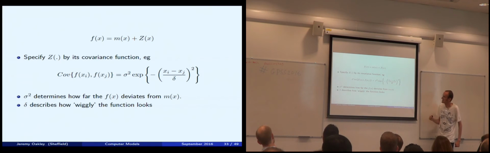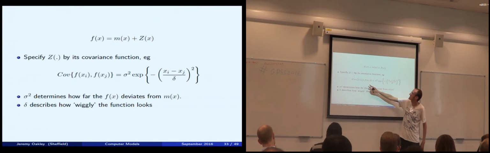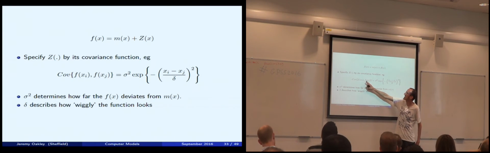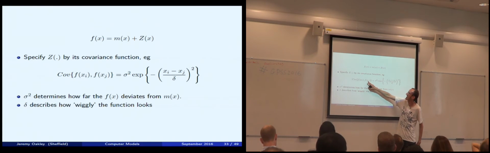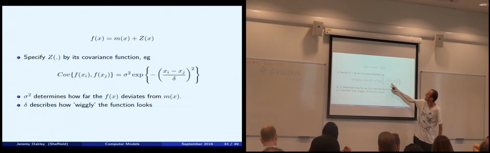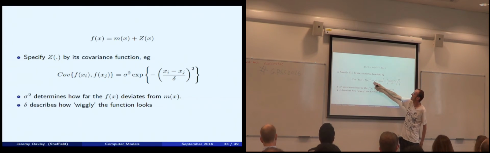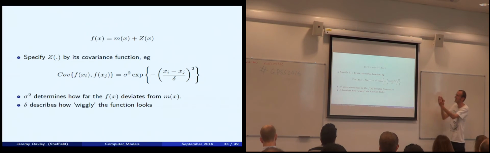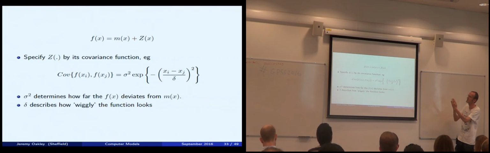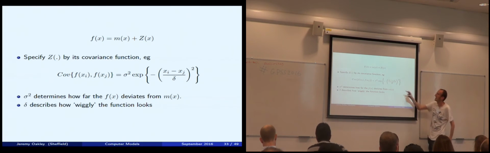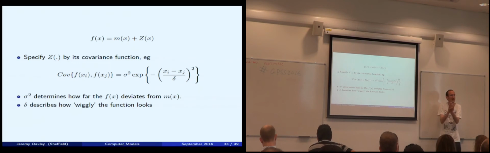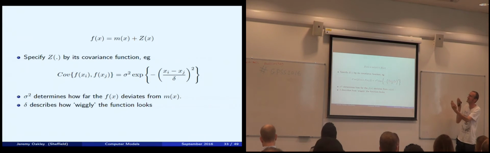Okay, so if I consider the covariance of f of xi with itself, so I've got xi and xj equal, I've got 0 here, and I've just got the variance of f of xi is just sigma squared. As xi and xj move apart, that covariance, that correlation, gets weaker, and delta describes how quickly it decays as you move apart.